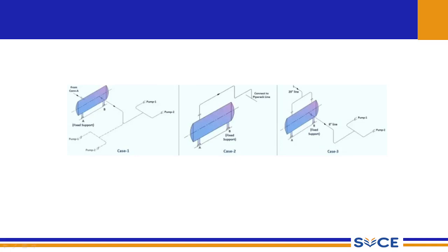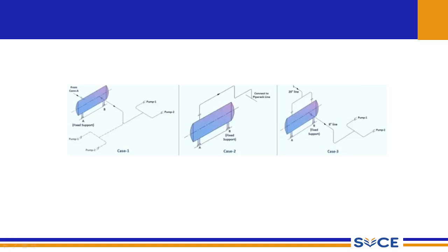So you also have to look at the connection to the vessel, and near to that connection we install a fixed support. In this picture you can see that the connection is not exactly at the center of this horizontal vessel, but it is somewhere on one side of the vessel. So we will install a fixed support near to that connecting end, and the other routing is connected to pump 1 and pump 2. So this is case 1 where we install a fixed support.